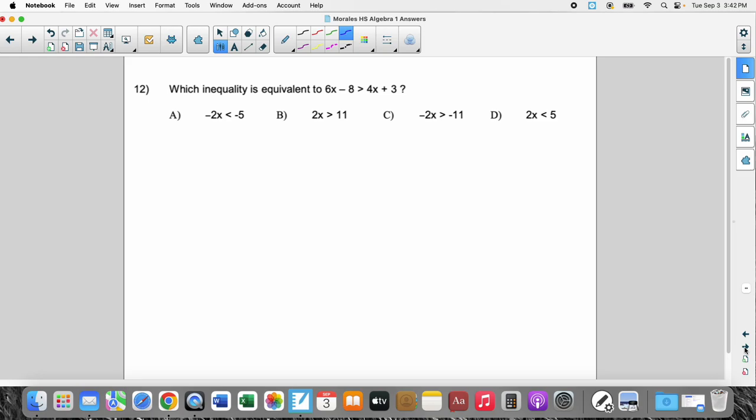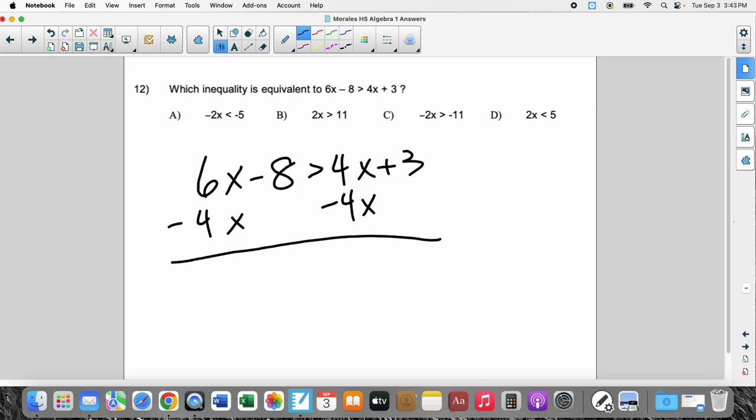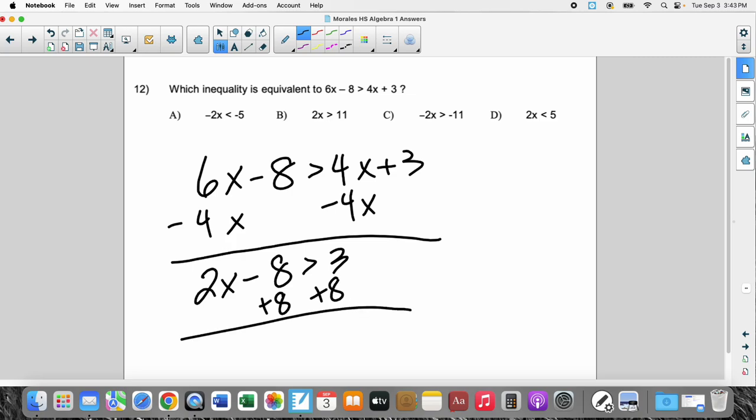Which inequality is equivalent to 6x minus 8 is greater than 4x plus 3? We have variables on both sides and we have constants on both sides. So we're going to move the variables first. Remember how I said move the variables first. You have 2x minus 8 is greater than 3. We're going to add 8 to both sides. That leaves us with 2x is greater than 11. And we have 2x is greater than 11, so that would be B.